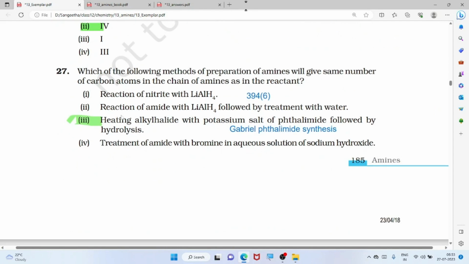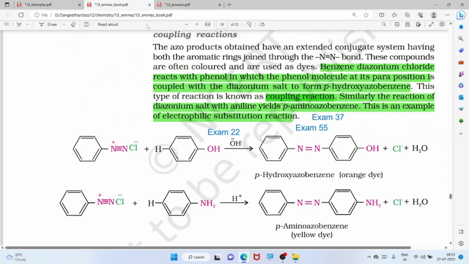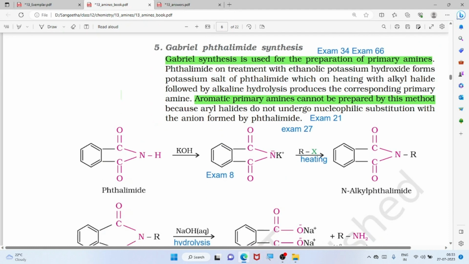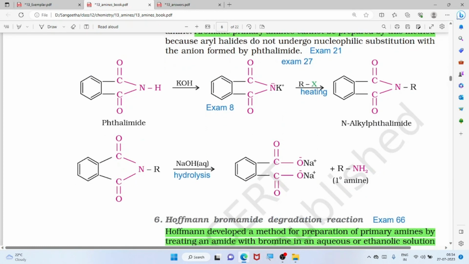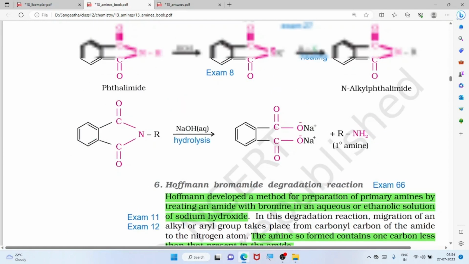Which of the following methods of preparation will have the same number of carbon atoms in the chain? So that is Gabriel synthesis. It has the same number of carbon atoms in the reaction. So here this is the reaction of primary amines. Okay, whereas in this reaction, the amine contains one carbon less than this. Okay, that will give the same number.